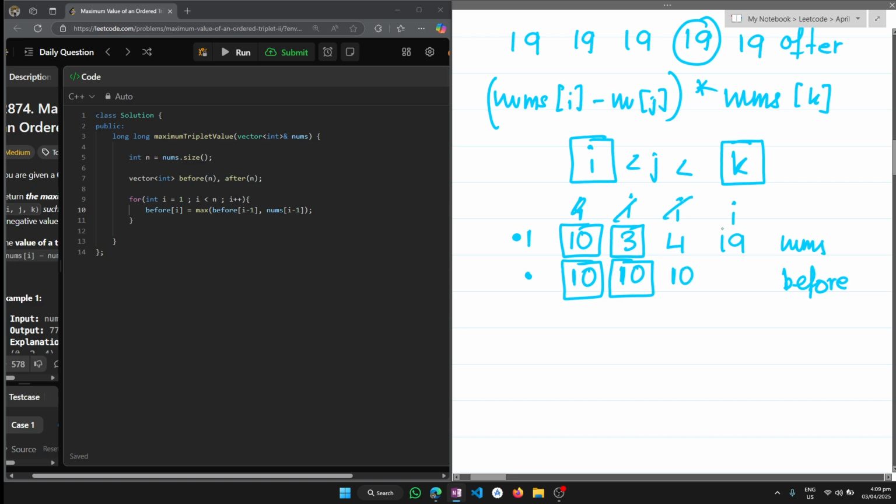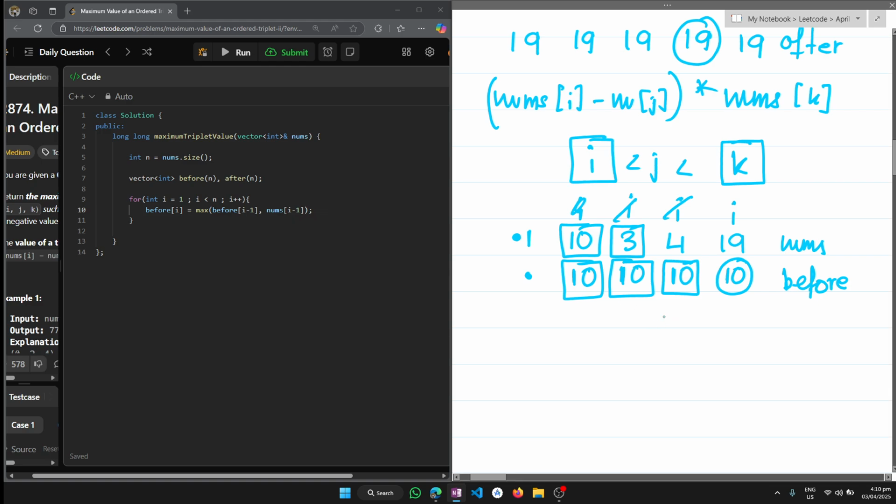Similarly, when I increment my I, I do this. Out of 4 and 10, which is the greater number? 10 is the greater number. So I'm going to write 10 over here. This lets me know that at index I, before index I, 10 is the greatest number. The way I originally solved this problem was a bit different, but now we are actually cleaning the code up a bit.